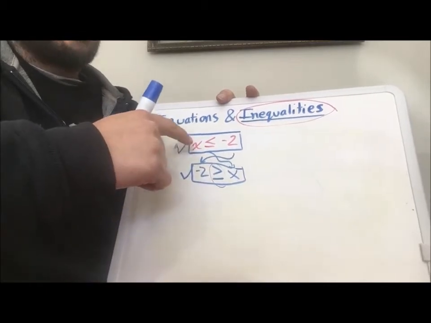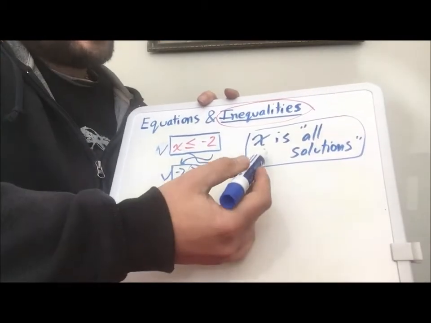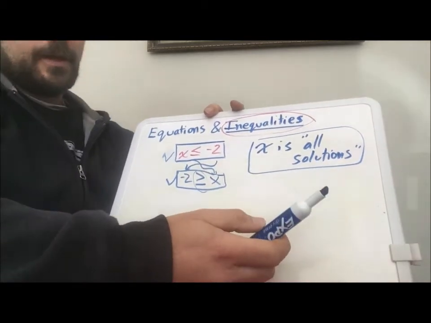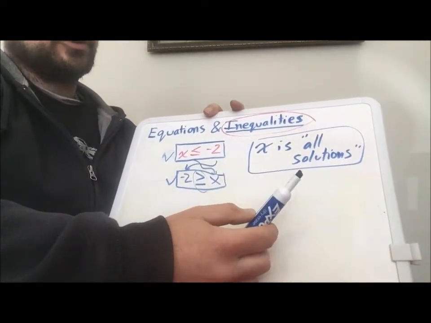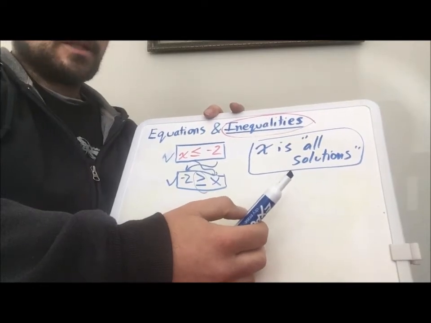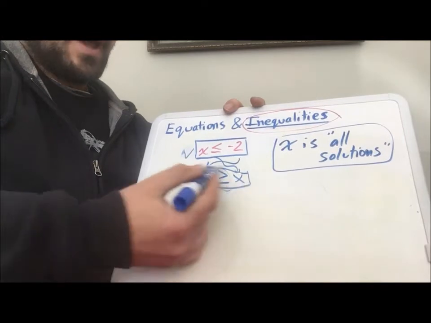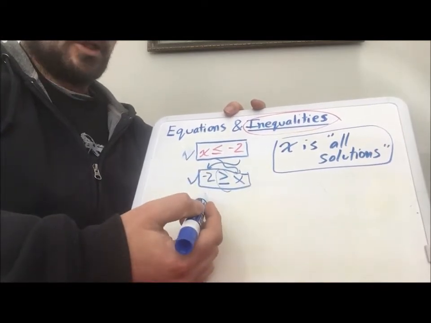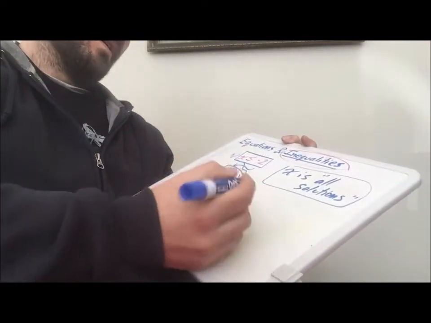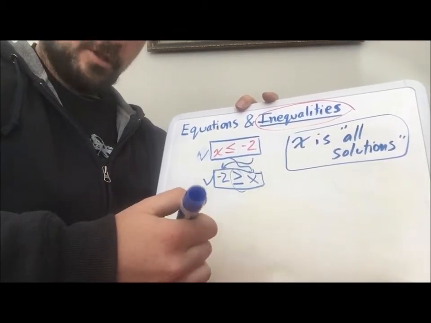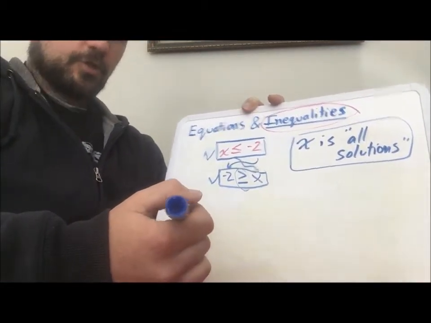Now what does x mean? We can think of x as being all possible solutions. We're trying to say all possible solutions that make this statement true. This package has to be true. That's all we're saying. So let's build a number line and see where the solutions would be to make it true.